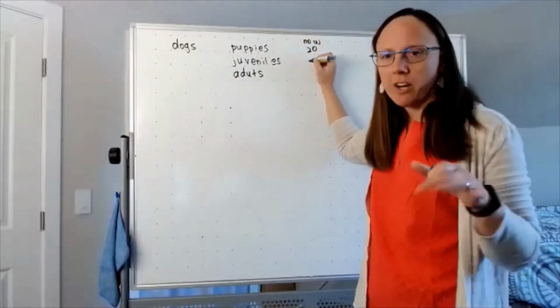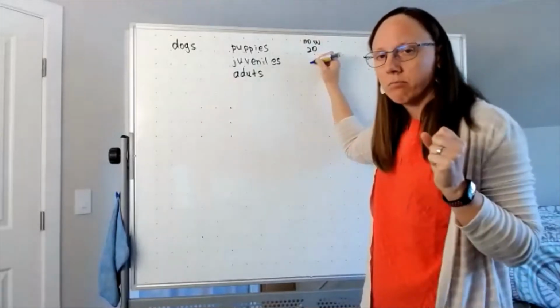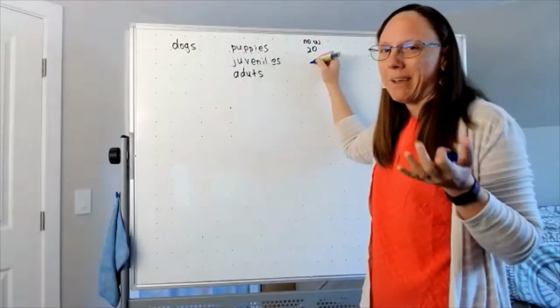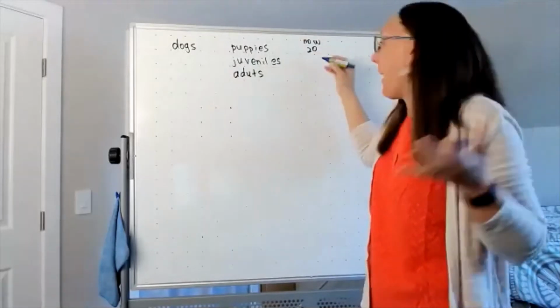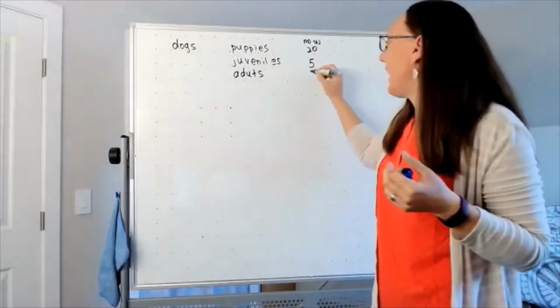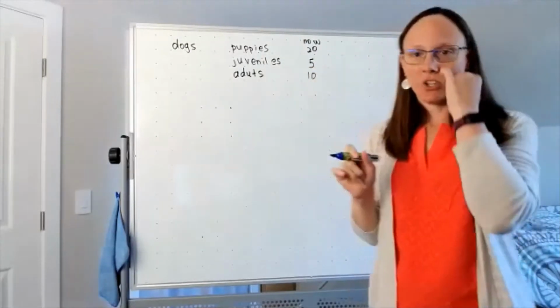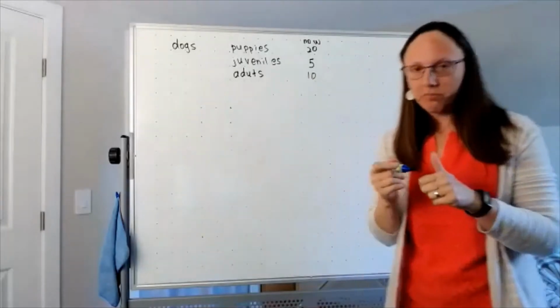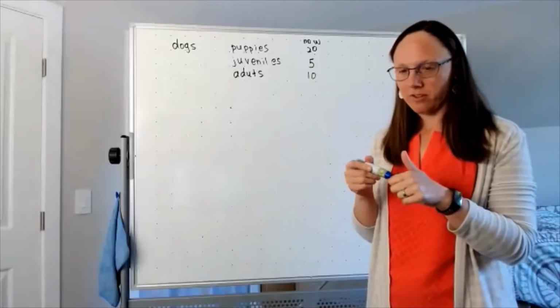And how many juveniles do we think we've got in that imaginary pack of dogs? I can make up numbers, but cool. Let's say we have 5. Great. 5 juveniles. And let's say we got 10 adults. That's the situation right now. I've got 20 puppies, 5 juveniles, 10 adults.